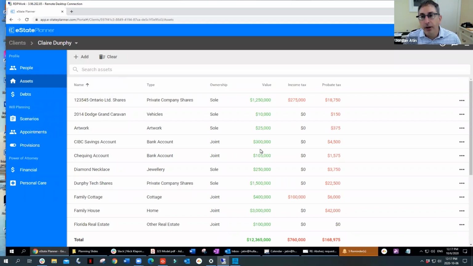And the caution I give my clients is, don't spend a lot of time on this. I don't need to know that your Dodge Caravan is actually worth $8,455, because by the time we draft the will, it'll probably be worth less, or it'll have changed in any event. So just give us rough numbers and rough ideas of assets. That's what we sort of need from that.